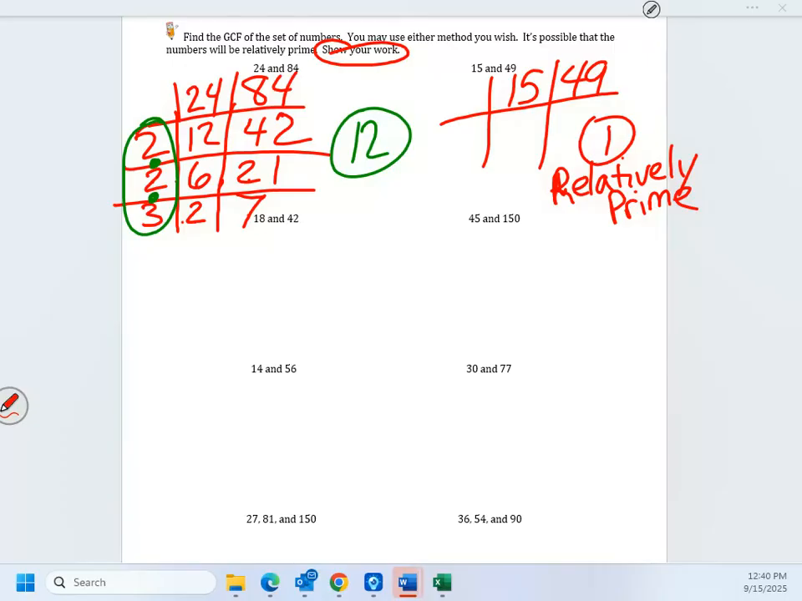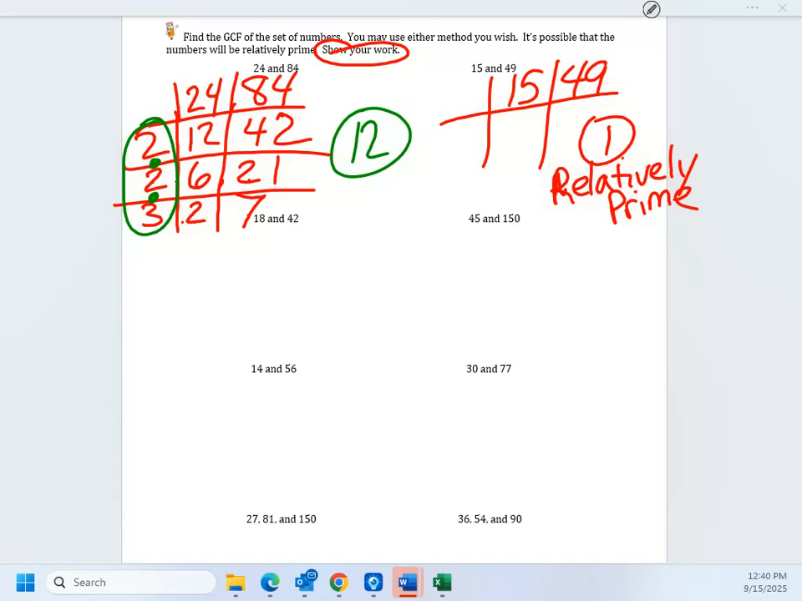So if you want to use the table and you can't pull anything out on the table, then you know it's a 1, because you can pull a 1 out, right? If you're listing, the only one that you could circle is the 1. So you don't have to use the listing if it's relatively prime. You could just look at it with the table and you just can't pull anything else out. Any other questions on this page?